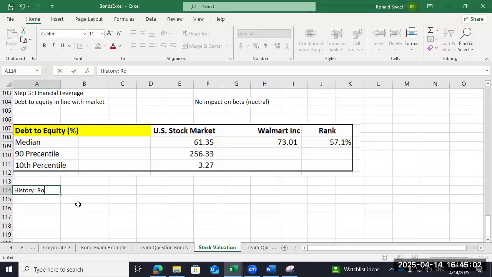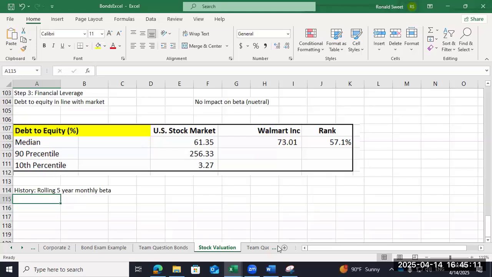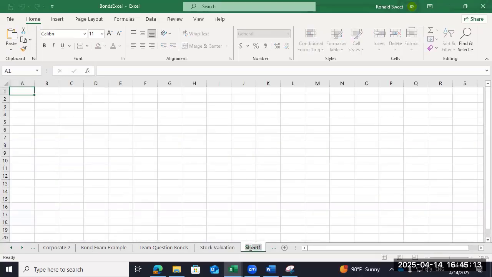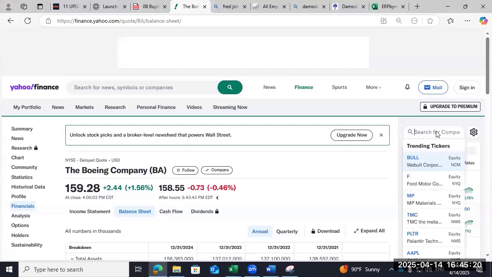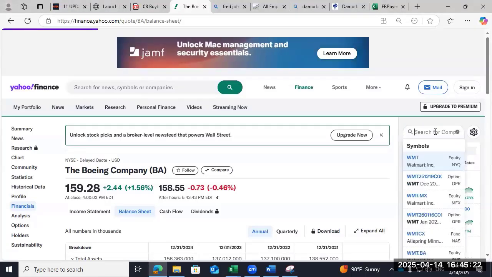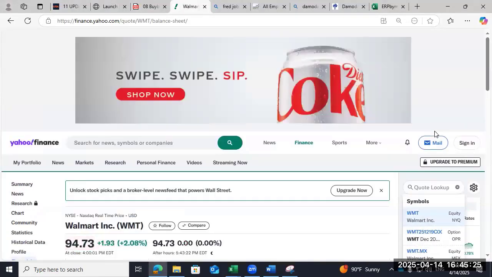And here what you're going to do is a rolling 5-year monthly beta. And I'll do that. Here's where you can have a problem, because Yahoo Finance, we'll see if we can even do it in Yahoo Finance. I do have a file where you can do it in Bloomberg. So if you have a Bloomberg account, the file I created, you can do it in Bloomberg in a nanosecond. It's all set up. Let's see if I can even do it.